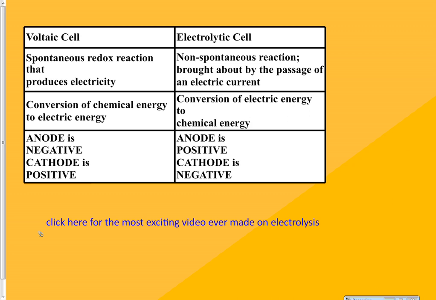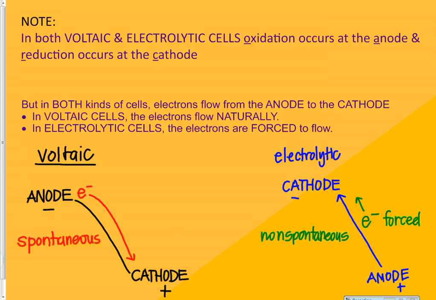In a voltaic cell, the anode is negative and the cathode is positive, and in the electrolytic cell, that switches. So the anode is positive and the cathode is negative. I really do think that the hill analogy will help you. In a voltaic cell, the hill happens naturally. In the electrolytic cell, it still goes from anode to cathode, but you have to switch them. You have to push those electrons up the hill.